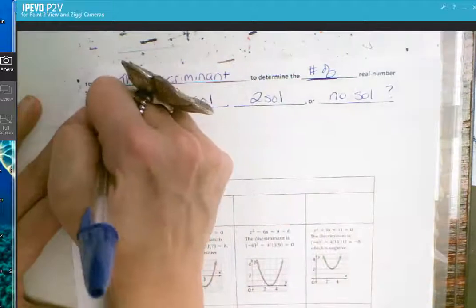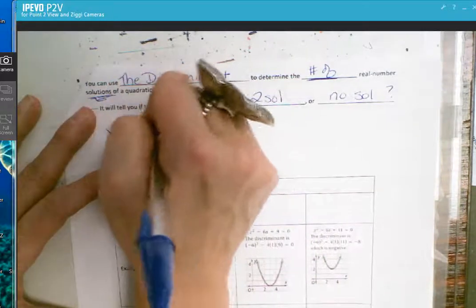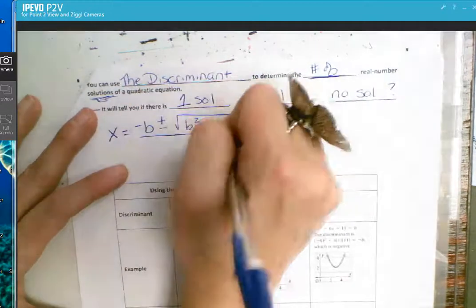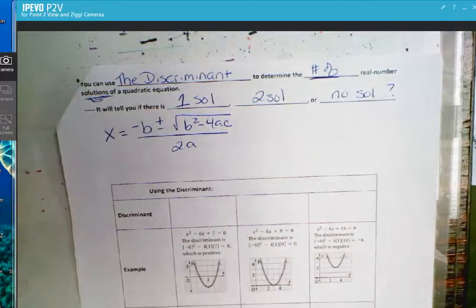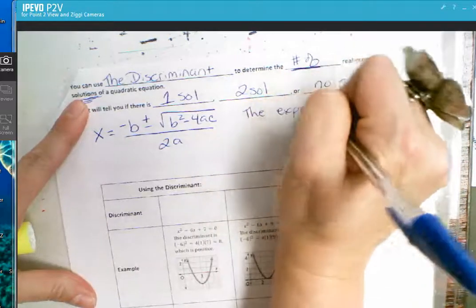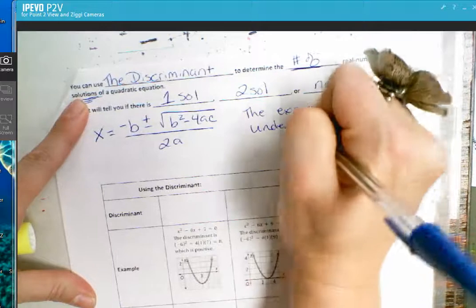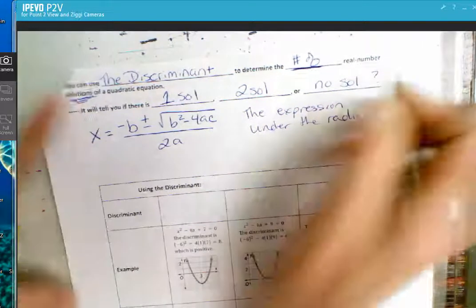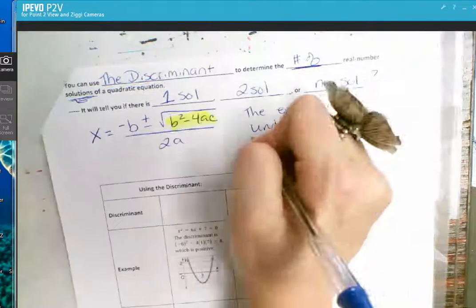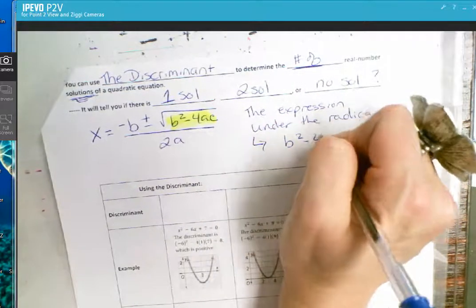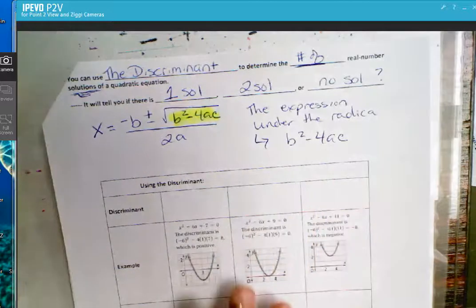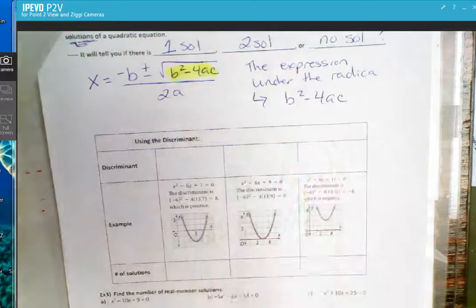Quadratic formula, x equals negative b plus or minus the square root of b squared minus 4ac all over 2a. The discriminant is the expression under the radical. It is just the stuff underneath without the radical. It is b squared minus 4ac. There are some rules that if I use this and the numbers come out a specific way, then I know if it's one solution, two solutions, or no solutions at all. So we're going to use the discriminant.